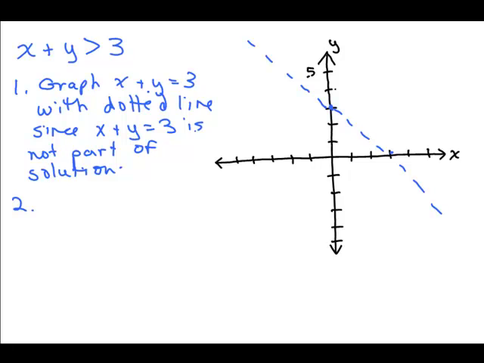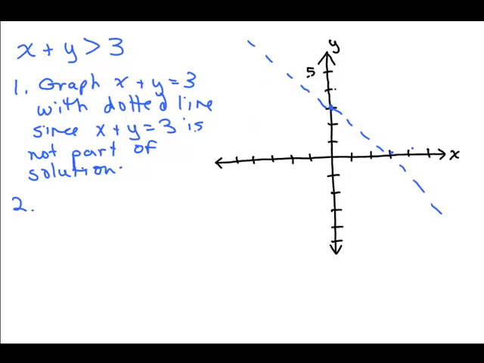So if you happen to solve for y, you could have written that as y equals negative x plus 3. Right? And then you'd have a slope of negative 1, y-intercept of 3, etc. So just keep in mind how you graph it, that's up to you. Okay, now, next part. We need to decide which side of the line to shade.